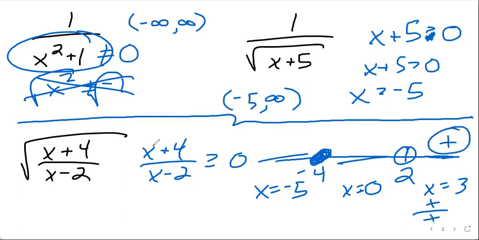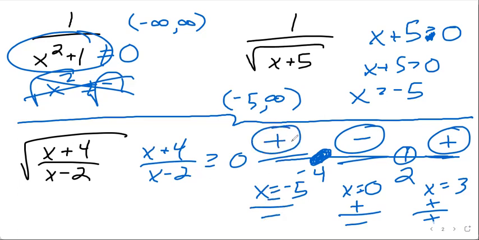Plug in a 0 for x. 0 plus 4 is positive. 0 minus 2 is negative. Positive over negative is negative. Plug in a negative 5. Negative 5 plus 4 is negative. Negative 5 minus 2 is negative. Negative over negative is positive.